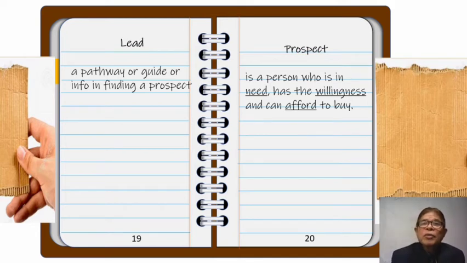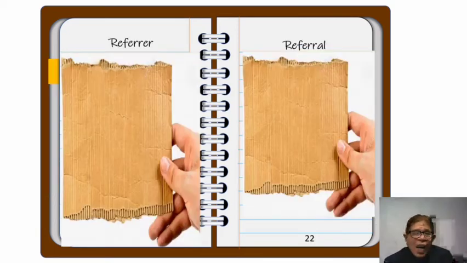A buyer is one who is already engaged in any form of contract. So that's the difference between lead and prospect. Now let's talk about the difference between referrer and referral.